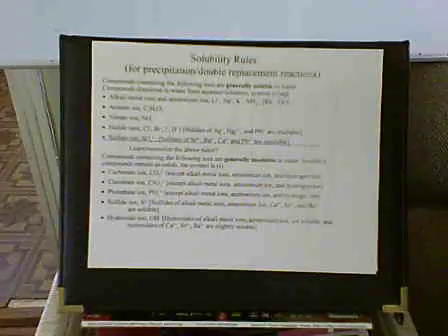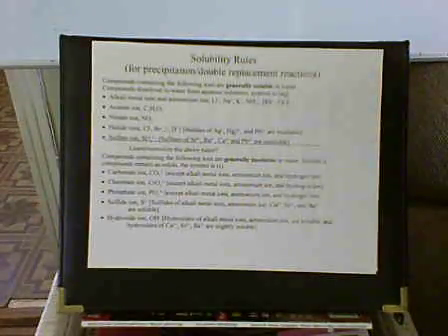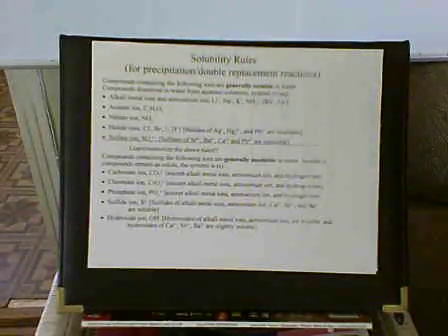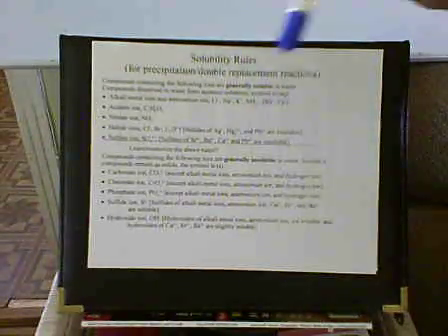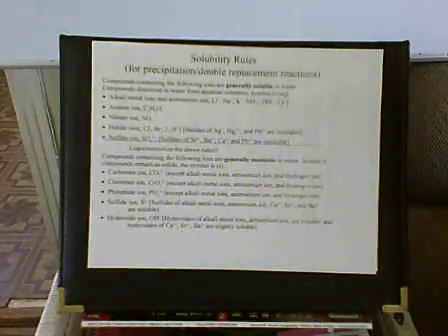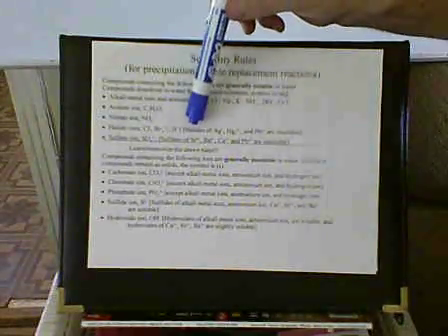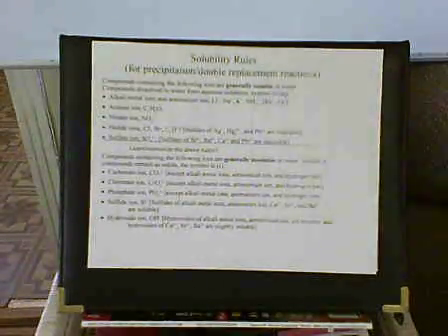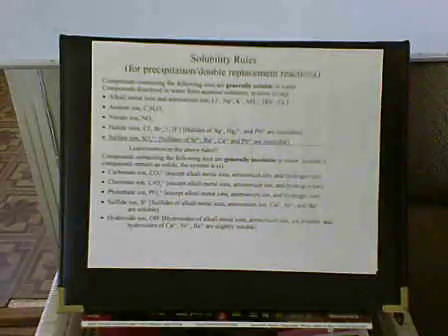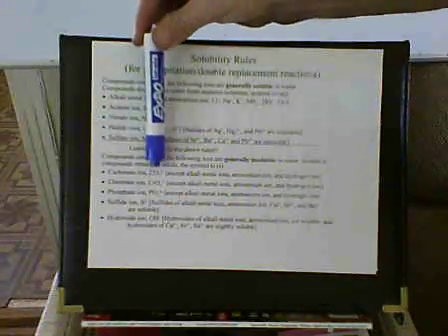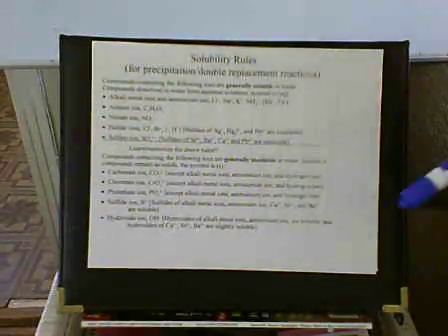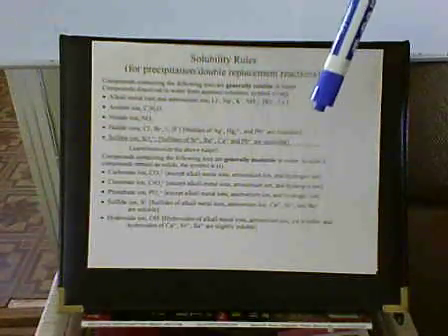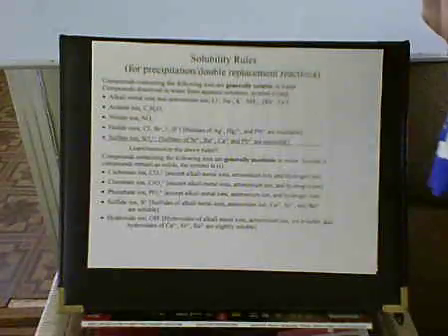The halide ions are generally soluble, except for halides of silver ion, mercury 1 ion, and lead 2 ion. Compounds containing sulfate are generally soluble, except for strontium sulfate, barium sulfate, calcium sulfate, and lead 2 sulfate. Compounds containing carbonate are generally insoluble, and these will have the exceptions that were listed up here, the ammonium ion, alkali ions, and also the hydrogen ion.